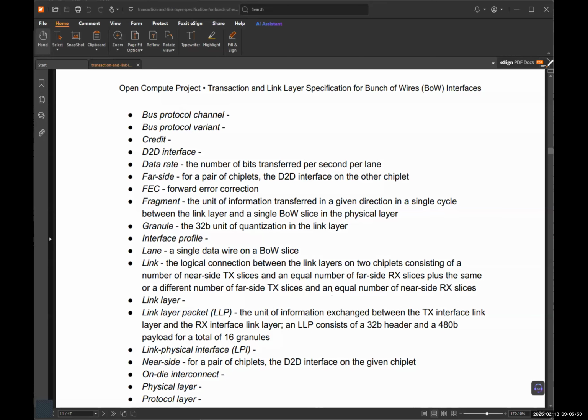The logical connection between the link layers on two chiplets consisting of a number of near side transmit slices and an equal number of far side receive slices, plus the same or a different number on the far side transmit slices and an equal number of near side slices. They do kind of have a different definition because they talk about it being bidirectional, since in this spec it has the connotation of buses and everything requires buses back.